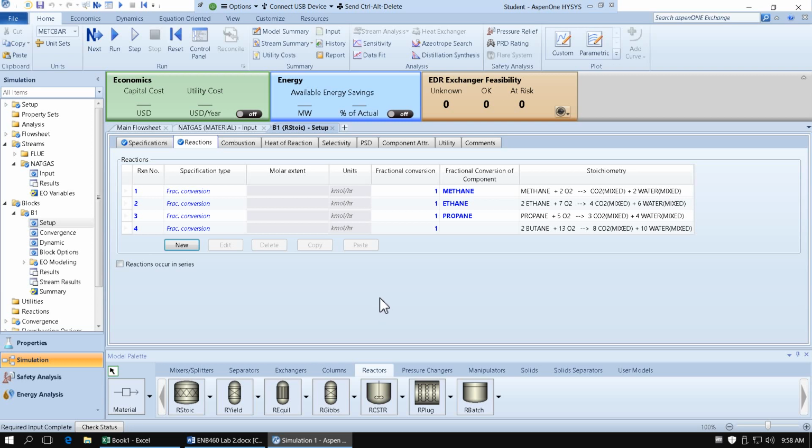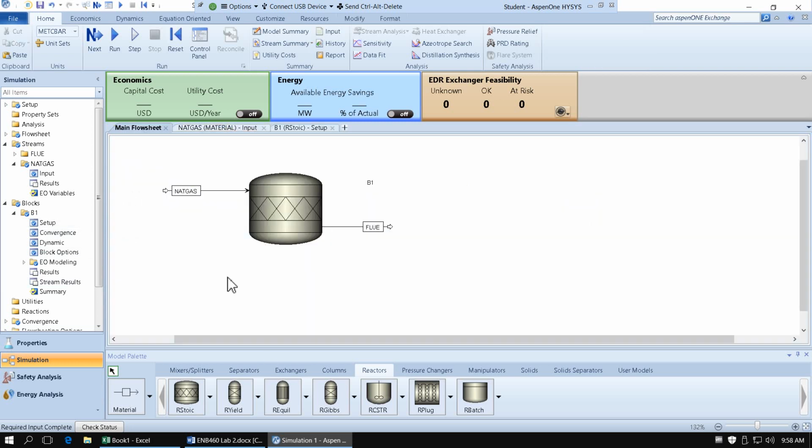Right, so now that we have those 4, we can see that the blue checks are in. And we'll just go back to the flowsheet. So we now see natural gas coming in and flue gas going out. Aspen would normally run this and tell you if there's anything wrong, so you can try to do that.